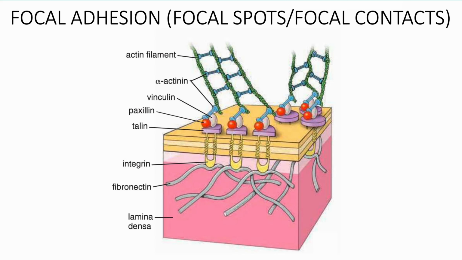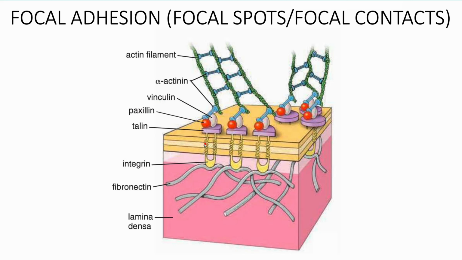In the case of hemidesmosomes, the cytoskeletal component was intermediate filaments, as you would have noticed in the diagram. But in the case of focal adhesion, it is again actin filaments. The cell adhesion molecules present here belong to the integrin family. On the cytoplasmic side of these cell adhesion molecules, they include actin-binding proteins and regulatory proteins, for example talin, paxillin, vinculin, etc.